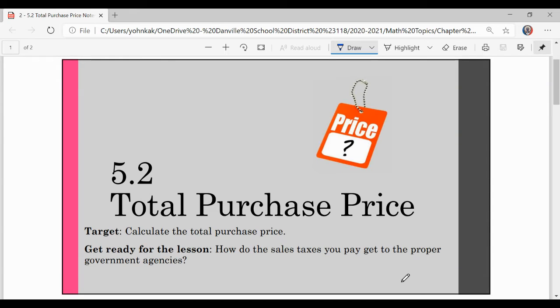Hey kids, welcome to section 5.2, total purchase price. Today we're going to learn how to calculate the total purchase price.